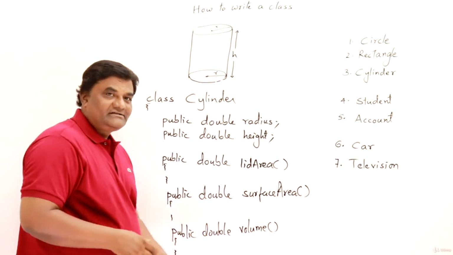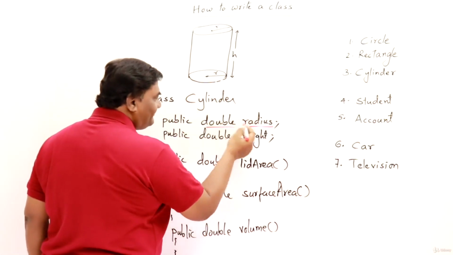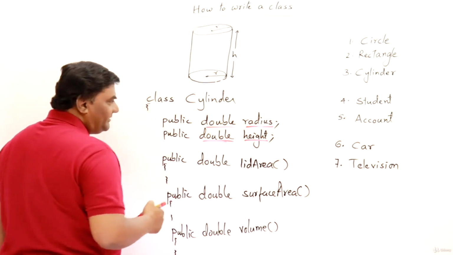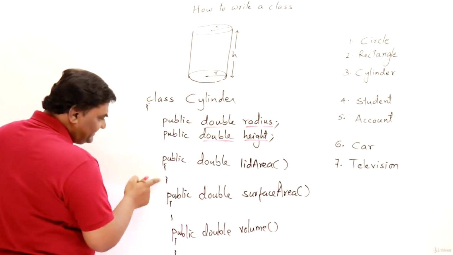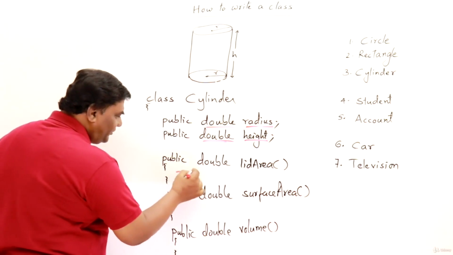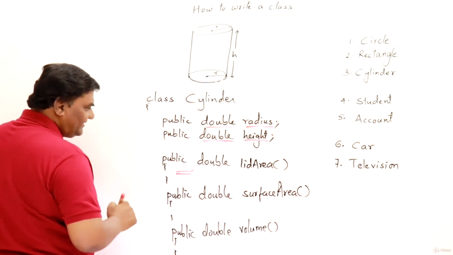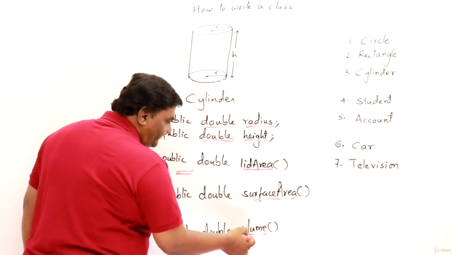So look at the class. I have already written a class. Radius is a data member, it's a property. Height is a data member, it's a variable, right? It's a property. Now this is a method. Brackets are there, so it's a function or method. Flower brackets are there, it will have its body. I have not written the definition of the method. This is a method: lid area, surface area, volume.